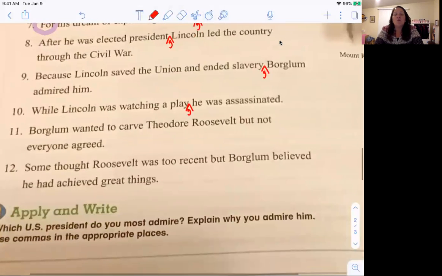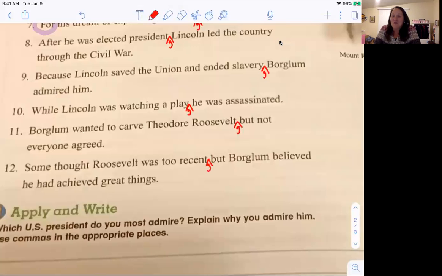11. Borglum wanted to carve Theodore Roosevelt, but not everyone agreed. Where would that comma go? If you said right after Roosevelt and before the coordinating conjunction of but, excellent job. Number 12, some thought Roosevelt was too recent, but Borglum believed he had achieved great things. Same thing as 11, good. Right after recent, we're going to put a comma there before the coordinating conjunction of but.